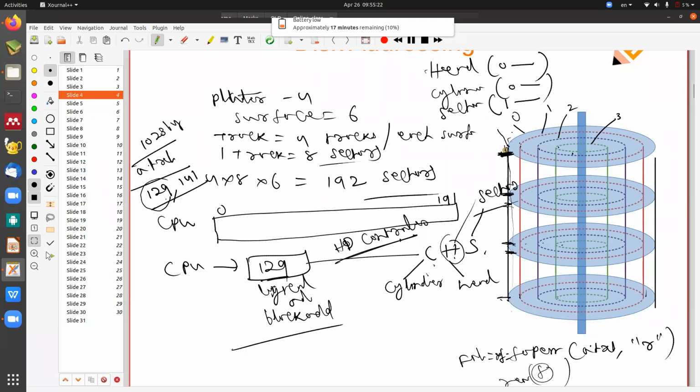This cylinder represents one track. This cylinder represents this track, that cylinder represents this track. This means this particular cylinder will represent which track? The outer one. The zeroth track of which one? First surface. First surface means zeroth head.